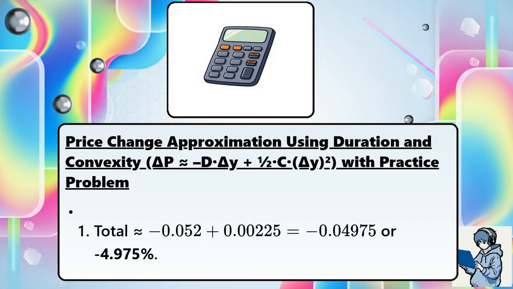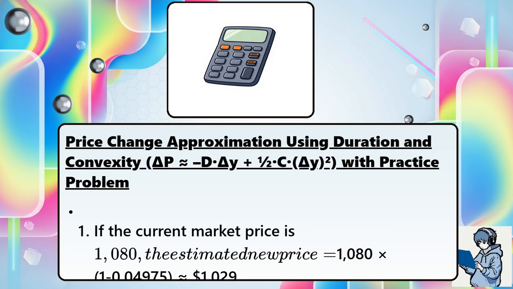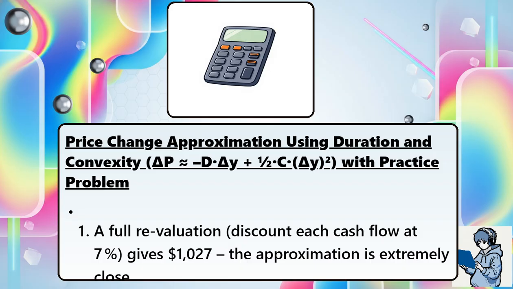Step 3. Total approximately negative 0.052 plus 0.00225 equals negative 0.04975, or minus 4.975%. Step 4. If the current market price is $1,080, the estimated new price equals $1,080 times 1 minus 0.04975, approximately $1,029. Step 5. A full revaluation, discounting each cash flow at 7%, gives $1,027. The approximation is extremely close.